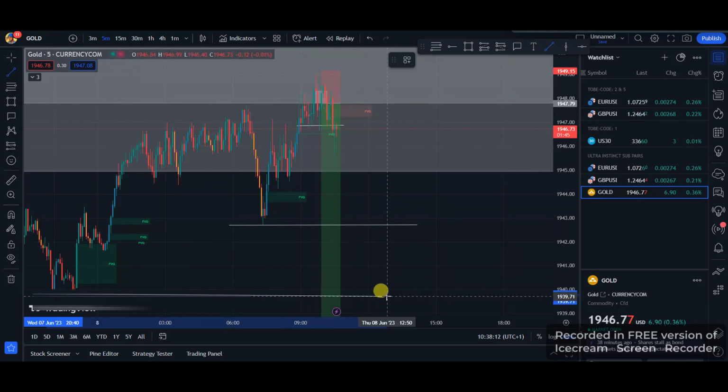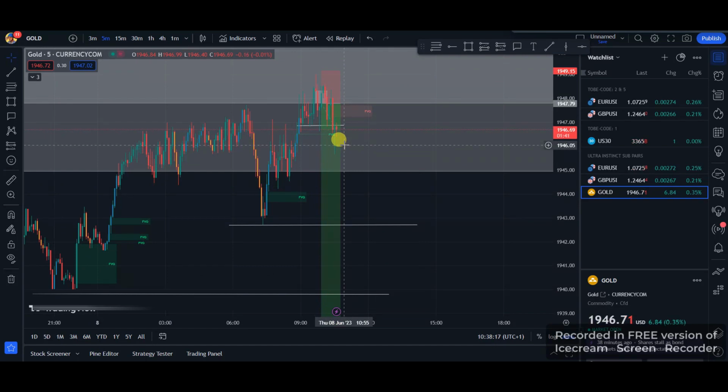Alright, I'm looking at this area too. If price gets here, I am most likely going to secure some profit. So I'll get back to you guys and show you the results of this trade, if it ended up being a break-even trade or a winning trade.